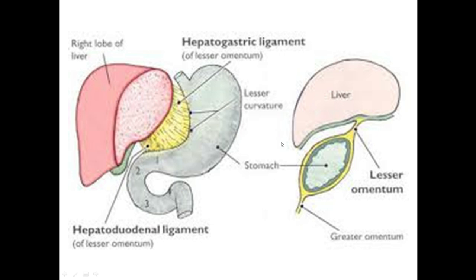Okay. So there are 5 areas we discussed. These are the bare areas of liver where there is no peritoneum.